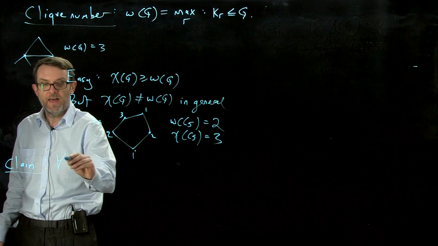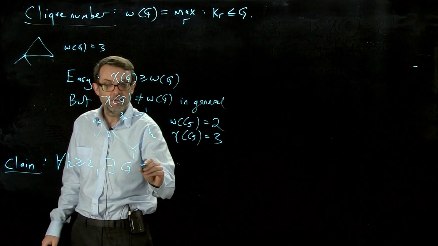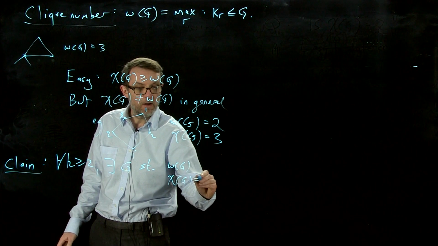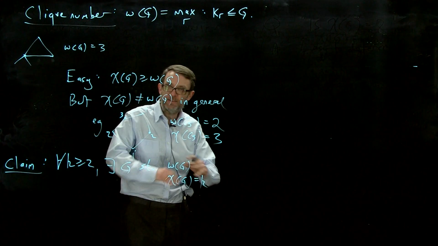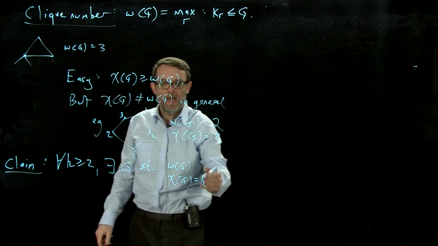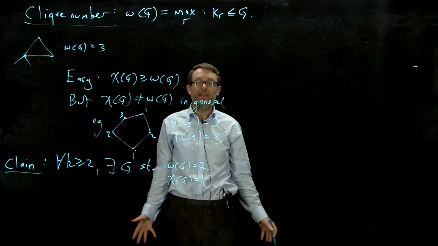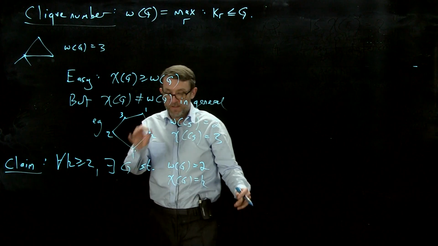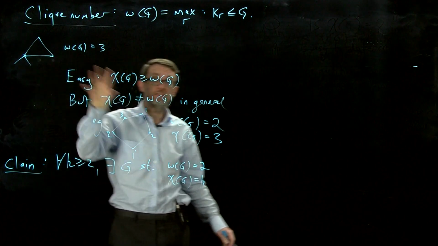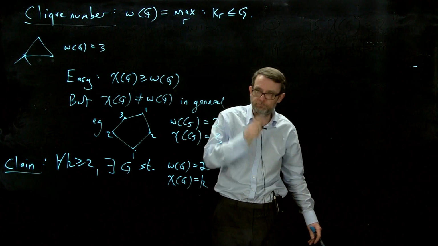So the claim is that for all k bigger than or equal to 2, there exists a graph such that the chromatic number of the graph is k. So you can make the chromatic number as large as you want. You can make it 1,000,000, you can make it 1,000,000,000, you can make it a Googolplex. But the graph has the smallest possible realistic clique number equal to 2. So the presence of a triangle in this graph here forced the chromatic number to be 3, but you can force the chromatic number of a graph to be 10,000 without ever inserting a triangle.